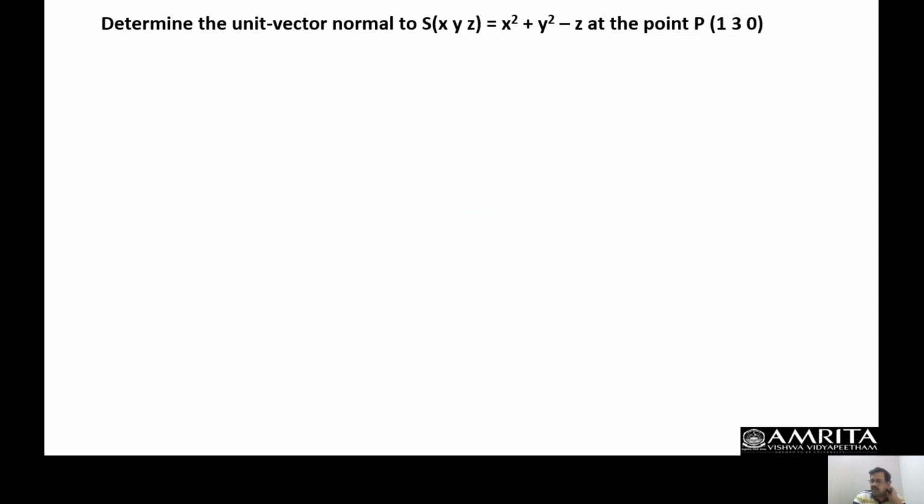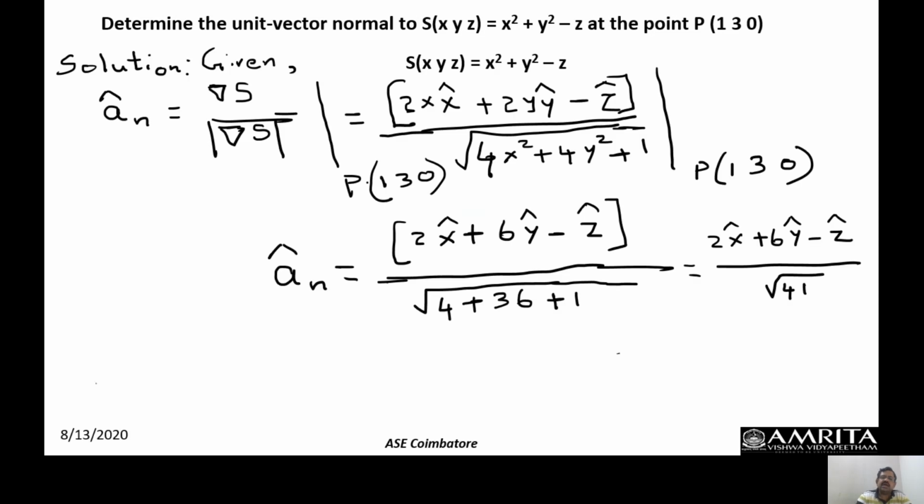So here the question is very simple. x squared plus y squared minus z is the surface, is the function, and we want to find the gradient at the point (1, 3, 0) to begin with. Once I do that, I will get this kind of expression, and take the unit vector by taking the gradient divided by mod grad. And once I do that, I will get (2x hat plus 6y hat minus z hat) by root 41. Okay, so this is how we are going to get it.